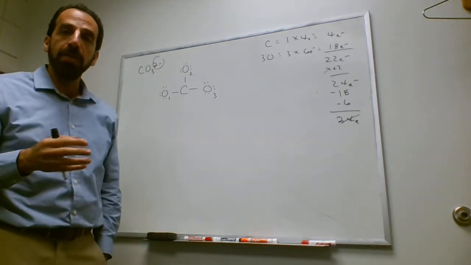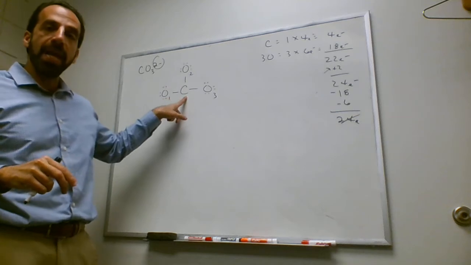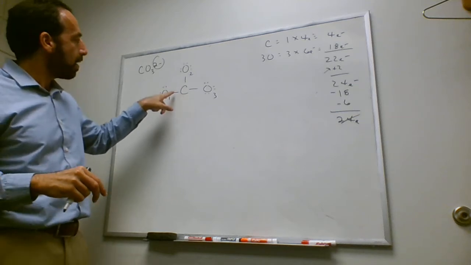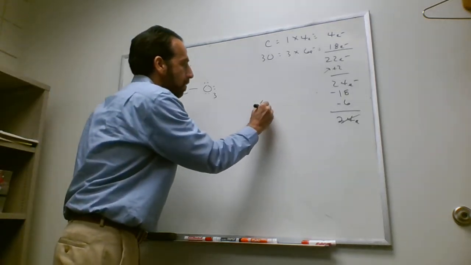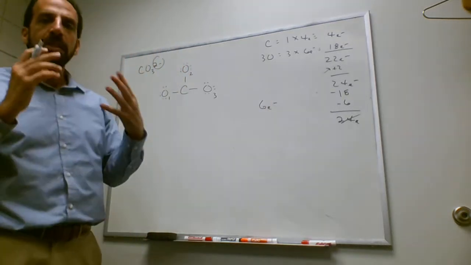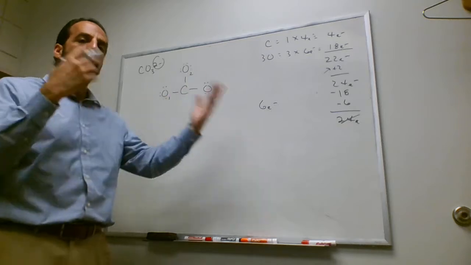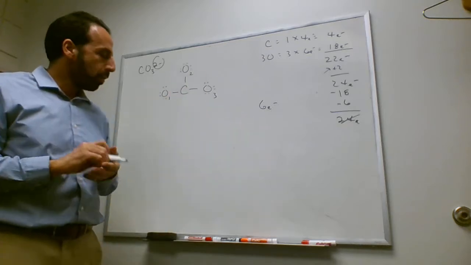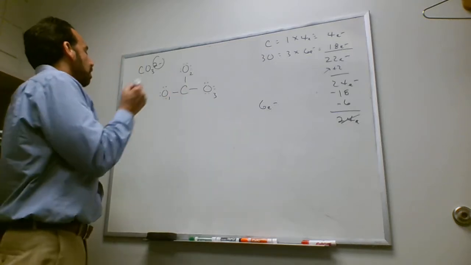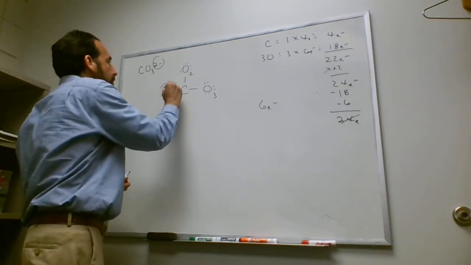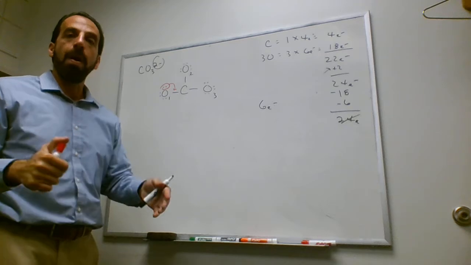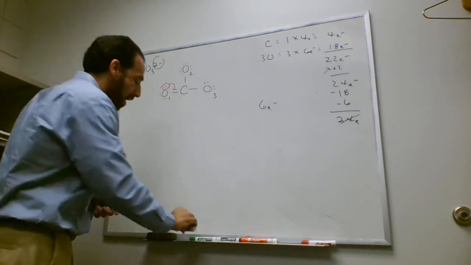The only thing I can do now is, let's check to see if carbon has 8 electrons around it. Well, it has 1, 2, 3. It has 3 bonds, so it only has 6 electrons. What this means now, I got to start making double, triple bonds, etc. What I'm going to do is I'll take this pair of electrons from oxygen number 1. I'm going to move it here. So I'm going to make a double bond between that oxygen and carbon.